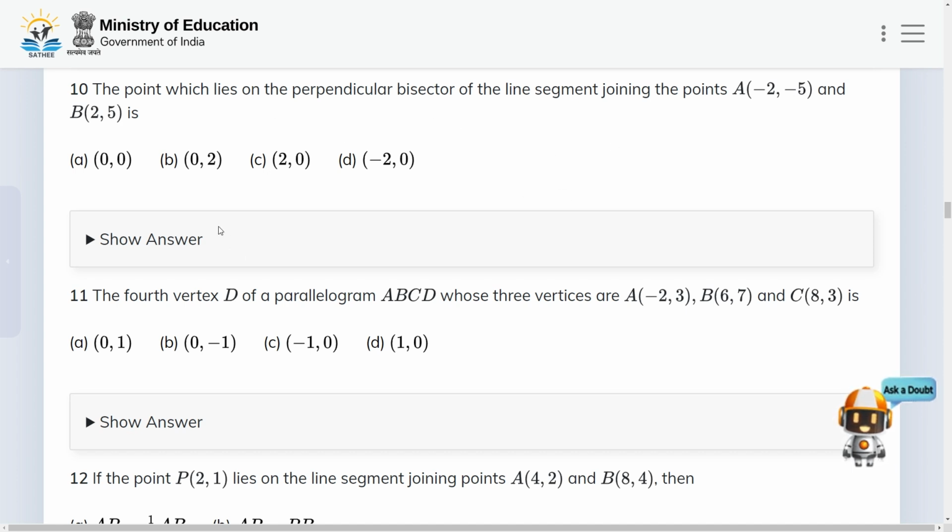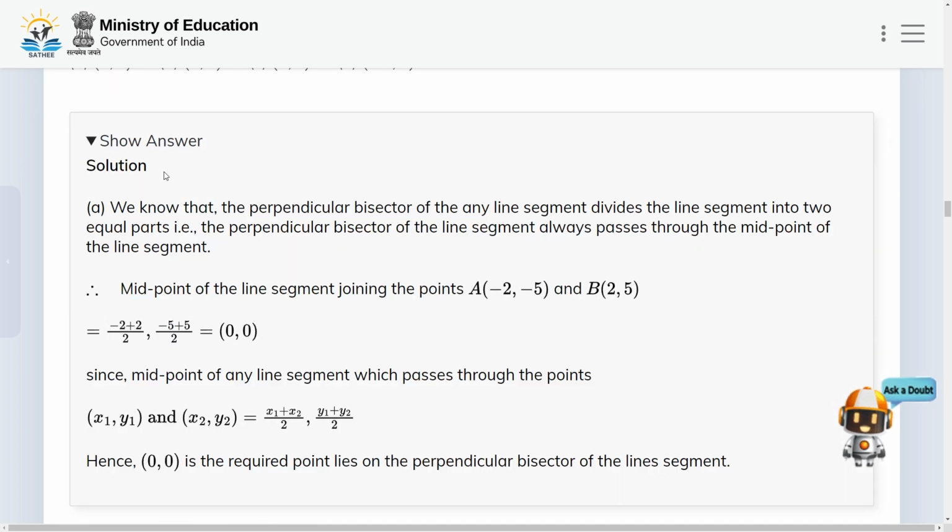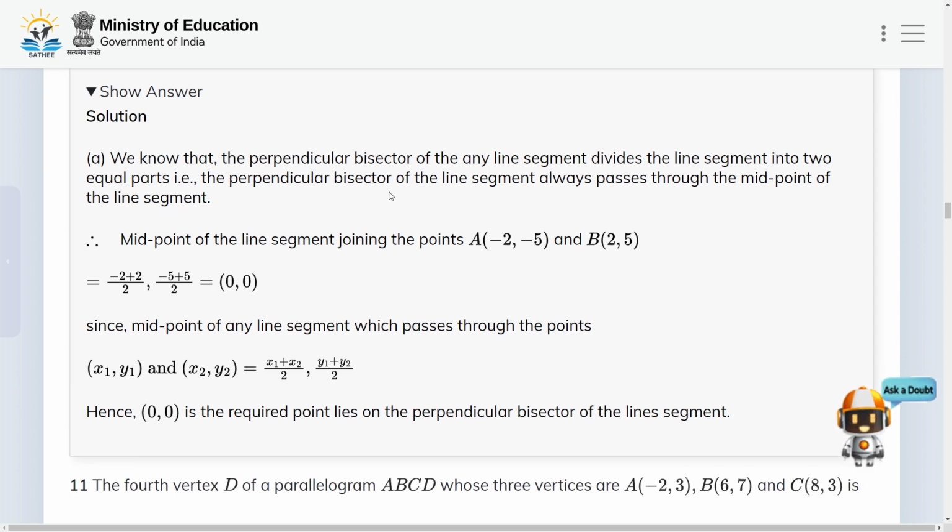Here we know that the perpendicular bisector of any line segment divides the line segment into two equal parts. That is, the perpendicular bisector of the line segment always passes through the midpoint of the line segment. So here we will use the midpoint formula.